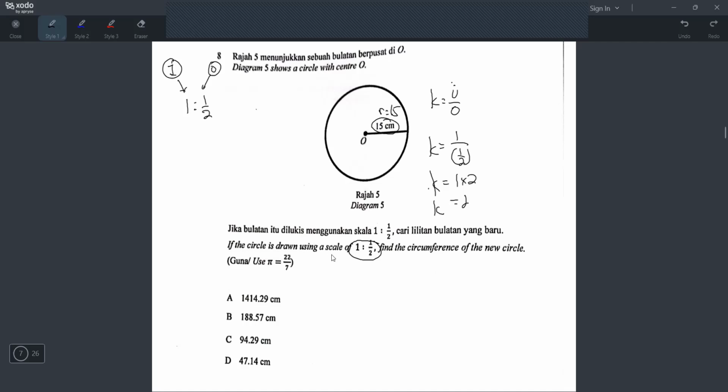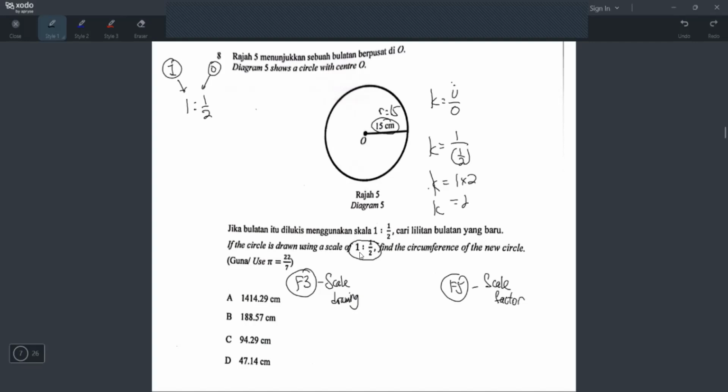And then they say if the circle is drawn using a scale of this, find the circumference of the new circle. What you do now is, I will divide into 2 methods. We have the Form 3 method, called scale drawing. And then I will also explain using the Form 5 method, which is scale factor. This one you learn in the transformation chapter. Okay, let's explain using the scale factor method.